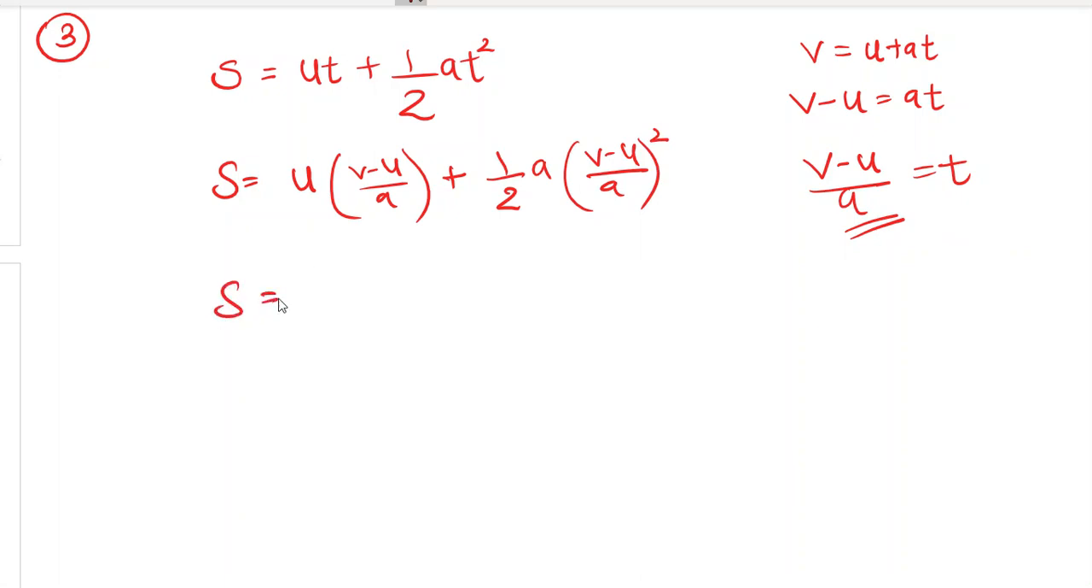So s is equal to, how do you simplify this? So you have to use a lot of algebra over here. Okay, brace yourself. Algebra is coming up. Okay, so I will write it as (uv minus u square) upon a plus (a by 2) bracket (v minus u) the whole square. Actually, this big bracket is not required now.